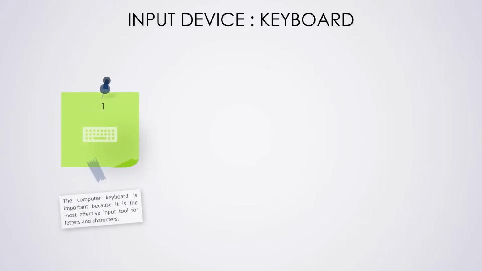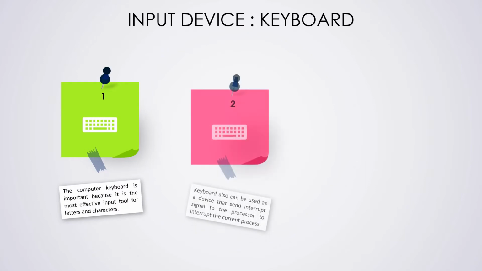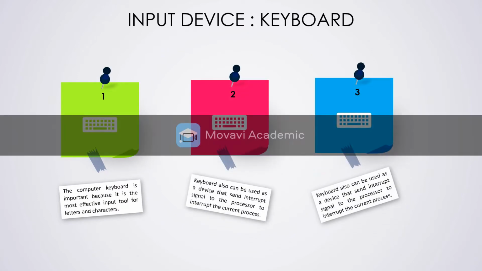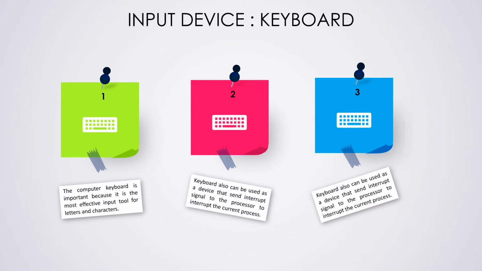Let's focus on one input device, which is the keyboard. The keyboard is the most common type of input device. There are alphabet keys, number keys, arrow keys and so on. The keyboard is also often used as a device that sends interrupt signals. Another function of the keyboard is as a shortcut key for multitasking and speeding up tasks.